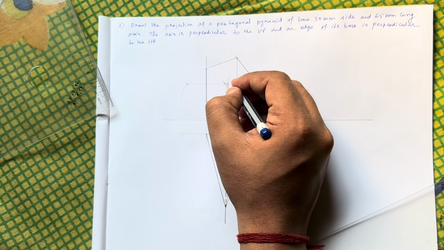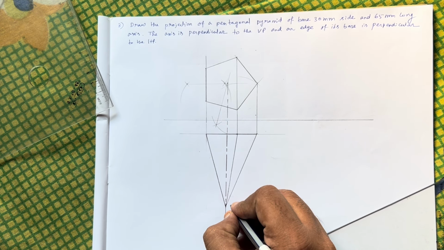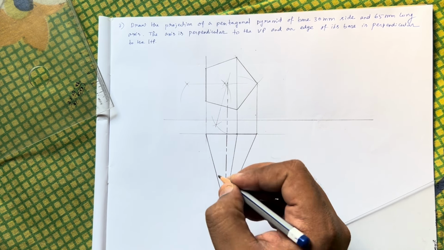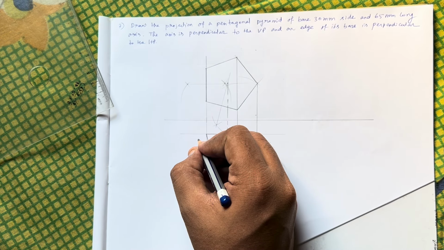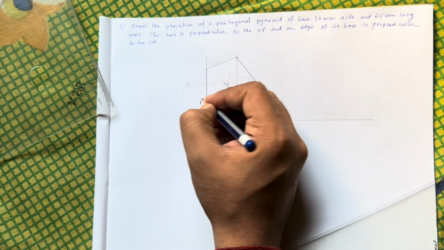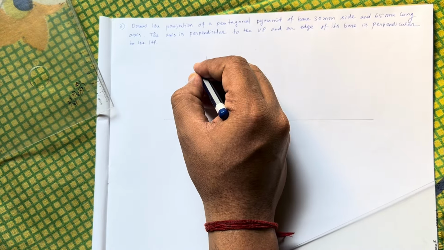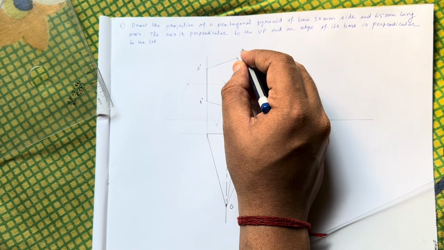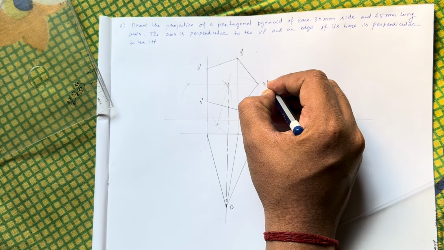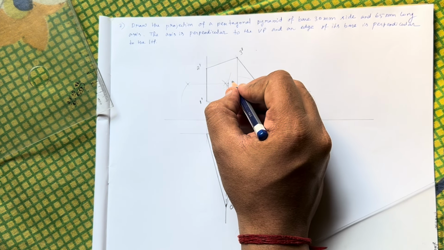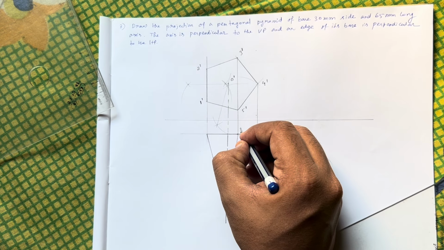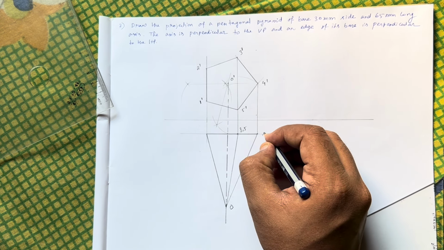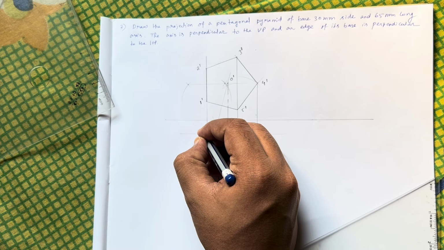Name the figure. Suppose this is O. If this is 1 dash, this is 2 dash, this is 3 dash, this is 4 dash, this is 5 dash, and this is O dash. So this will become O, this will become 3 and 5, this becomes 4, and this becomes 1 and 2.